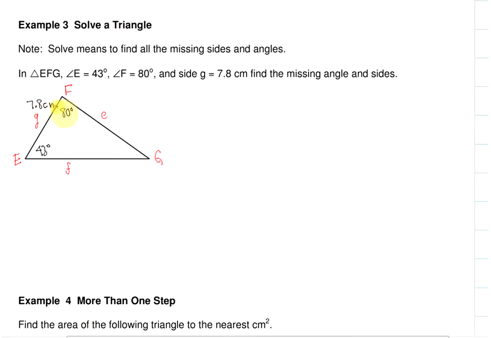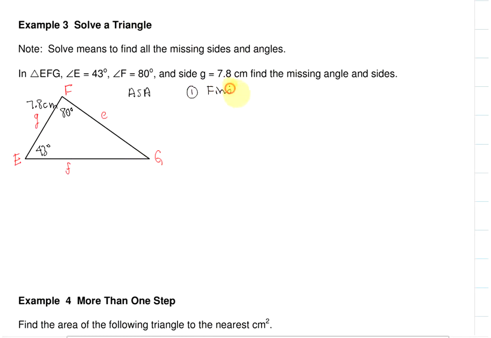Okay, so what kind of a triangle do we have? We have an angle, a side, and an angle. And this is a situation where, yes, we have a unique triangle, but we don't have an angle with an opposite side, okay? But we can work it out, right? So let's start with angle G.